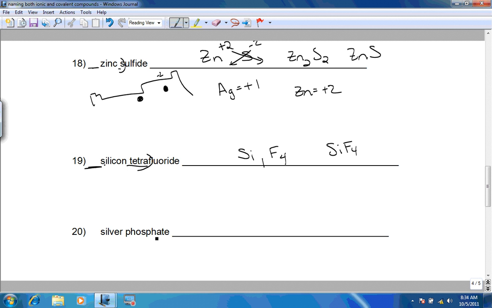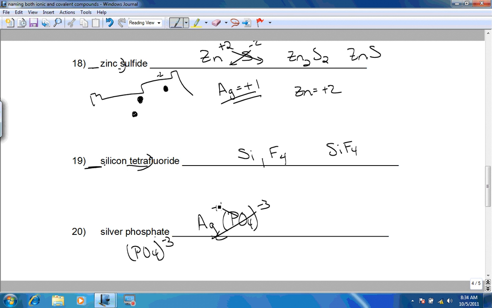And then silver phosphate. Silver's Ag. Phosphate is PO4 with a -3 charge. That is a polyatomic ion. Remember when we were talking about zinc on number 18? Zinc was here. Silver's right here. It's in the same category. You can't look on the periodic table to determine what it is, but it's always a +1, so therefore nobody ever writes 1 there. And then phosphate is a -3.